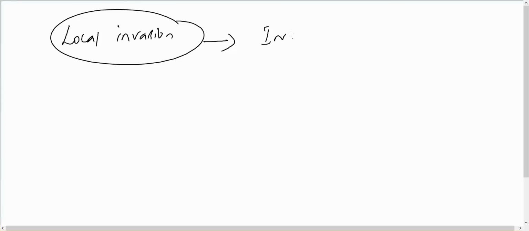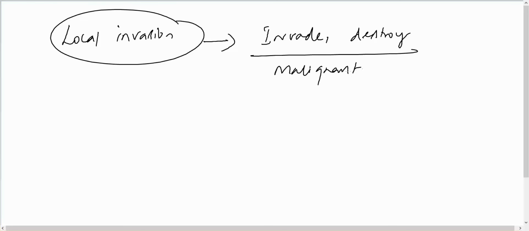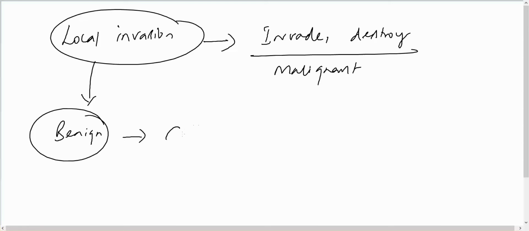Now let us see another characteristic feature of benign and malignant tumors. Regarding local invasion, the malignant tumors invade and destroy the surrounding structures, and they are infiltrative, whereas benign tumors form a capsule. That capsule makes them easy to remove, and they can be removed very easily. So this is the characteristic feature of benign tumor.